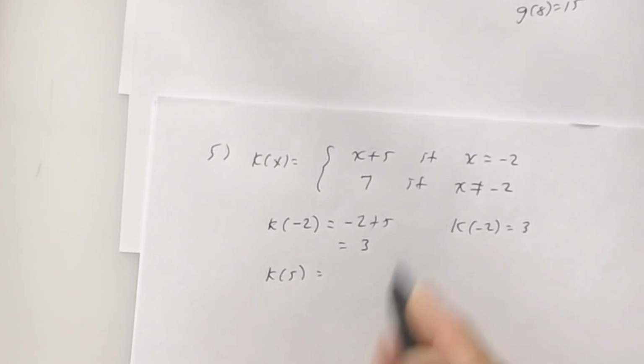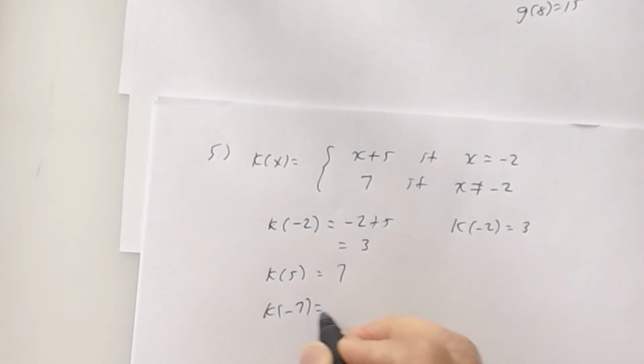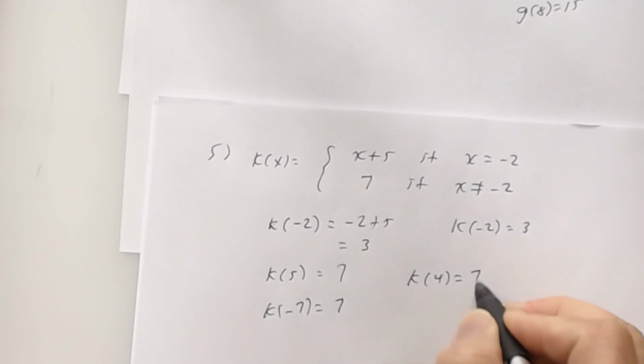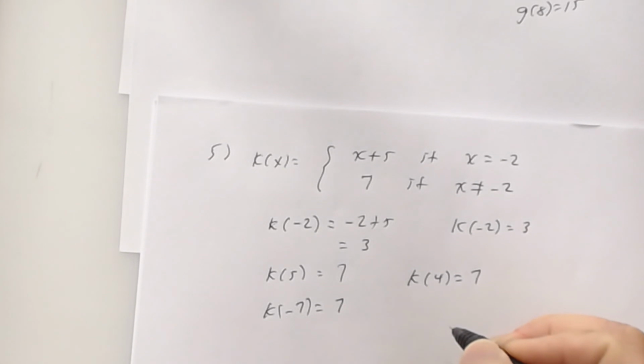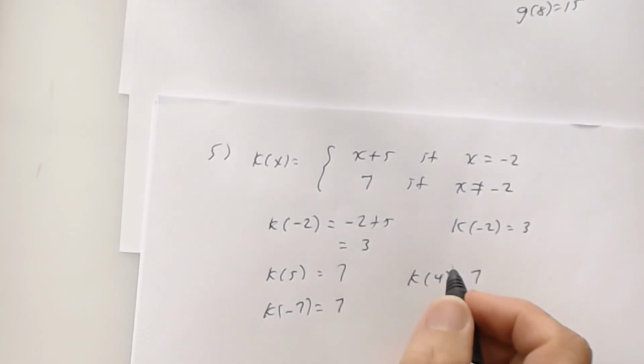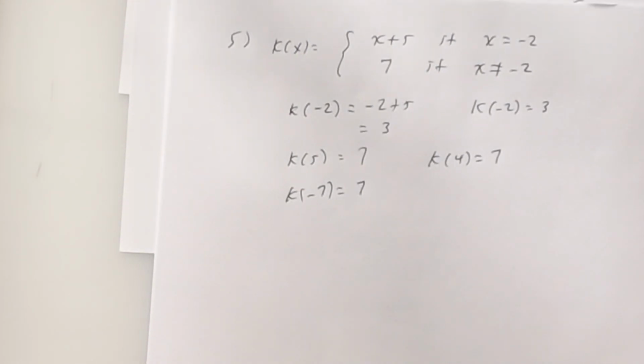So what do you think k of 5 is? 7. What do you think k of negative 7 is? 7. What do you think k of 4 is? 7. In fact, the only value for x you're going to substitute into the top equation is if x equals what? Negative 2. Every other value for x, you're going to use which part of the function? The bottom.